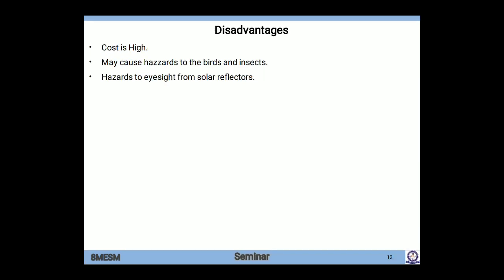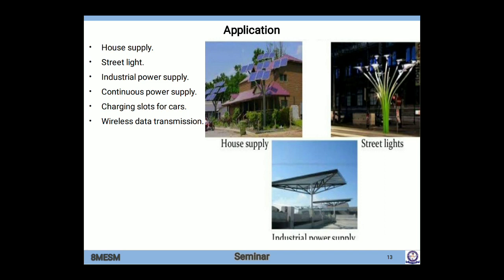But some of its disadvantages: it becomes costly at one time, and it becomes a little hazardous for birds and insects, because it creates a little vibration, and the vibrations are hazardous for insects and birds. It is also hazardous to eyesight because of the solar reflectors. But its applications are very important: how we can use it and where it should be used.